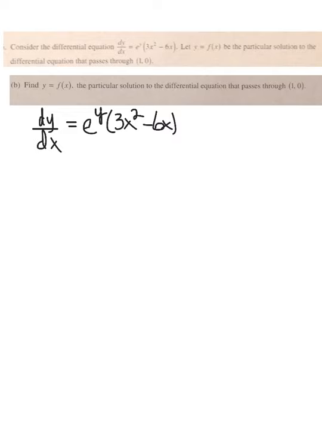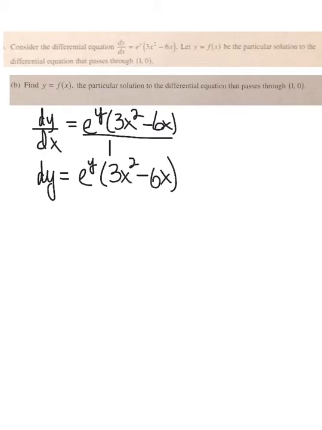So they're asking for the particular solution, so we know that we are going to put this over 1. Let's cross multiply. I get dy equals e to the y times 3x squared minus 6x dx. We're going to want to separate our variables, so let's get that e to the y over on the other side. And that way we have our variables separated there.